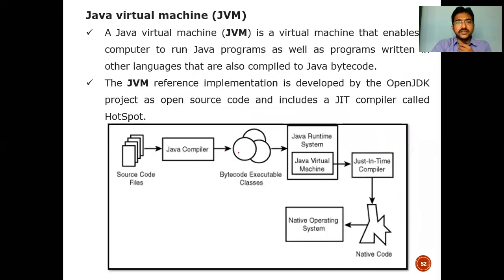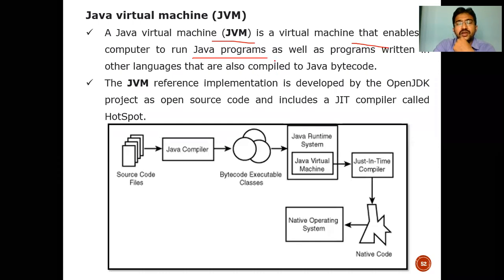Next component is the Java Virtual Machine. The Java Virtual Machine enables the computer to run Java programs. Where is the JVM available? In the JRE. What is the purpose of the JRE? It maintains the interpreter, that is, the Java Virtual Machine maintains the Java interpreter. The JVM also runs programs written in other languages that are compiled to Java bytecode. The input for the JVM is Java bytecode.